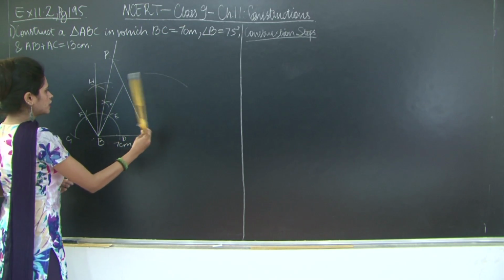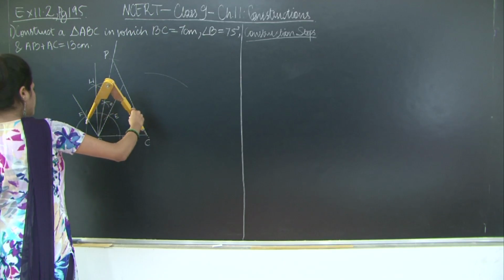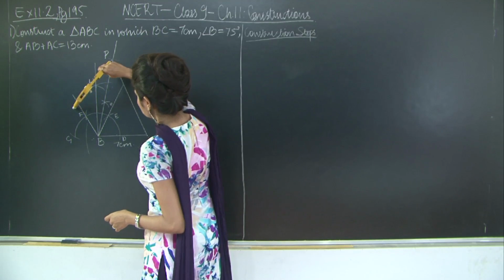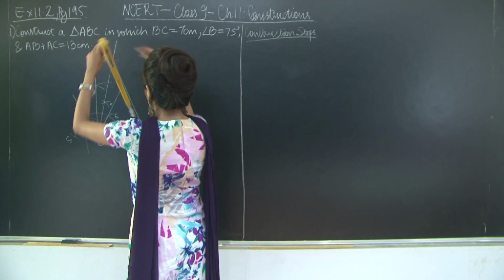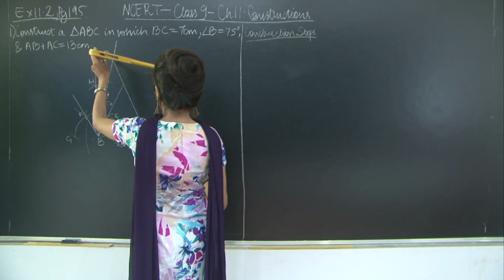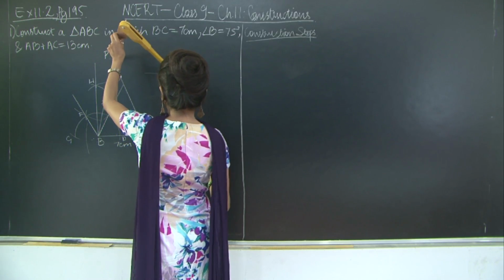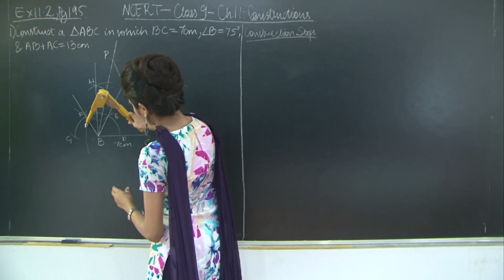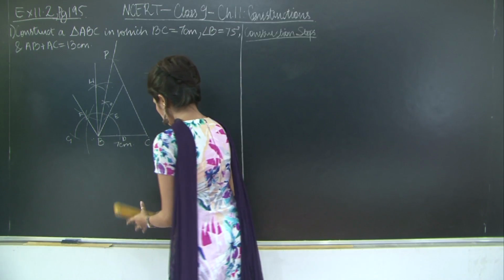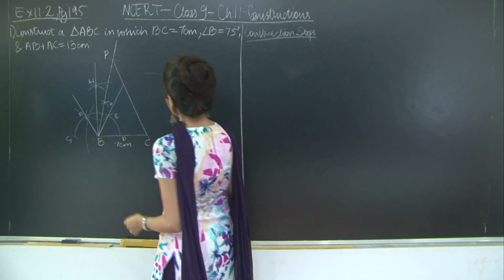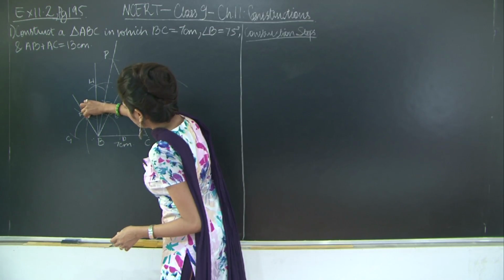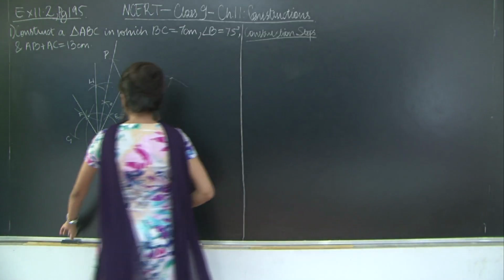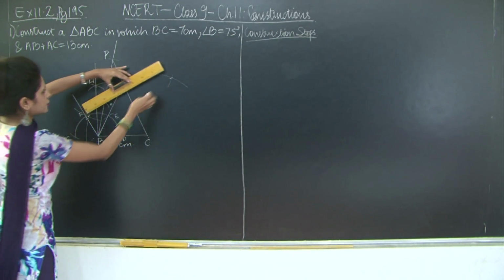So this is how a perpendicular bisector is drawn. You cut equal arcs on either side by keeping P and C as centers. So this is the perpendicular bisector. These are the points of intersection, right? So what we are going to do is join these two points. That will be the perpendicular bisector of PC.